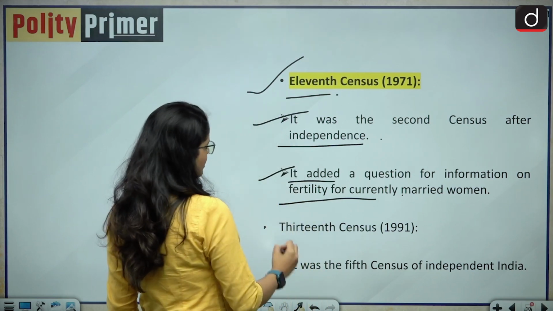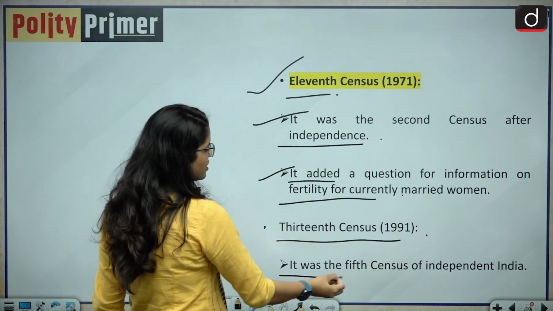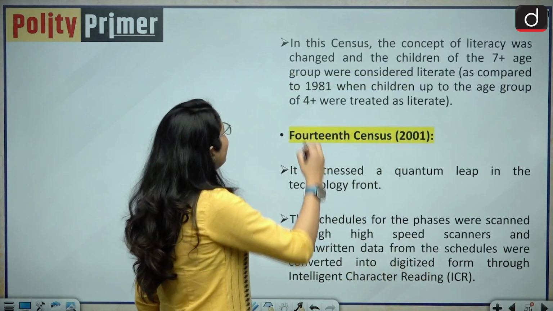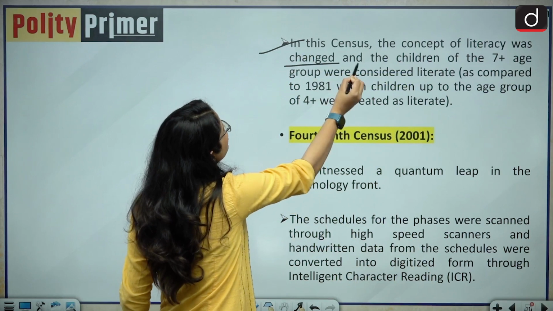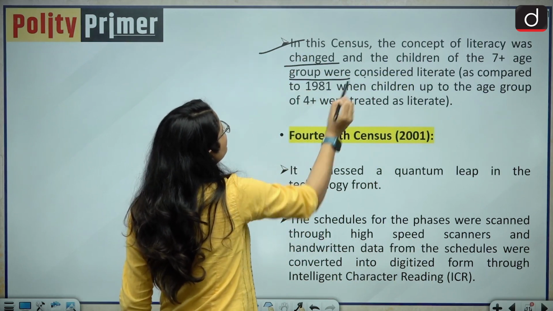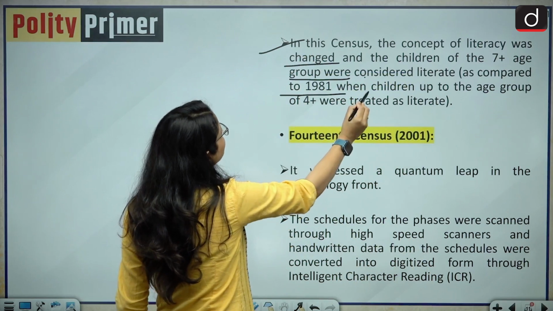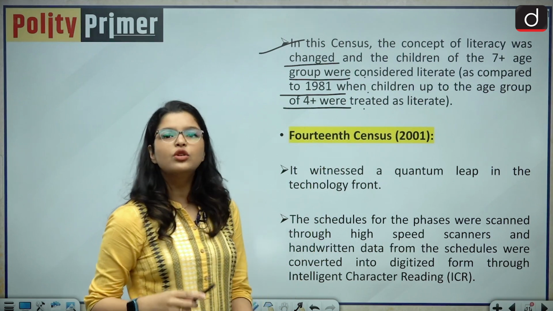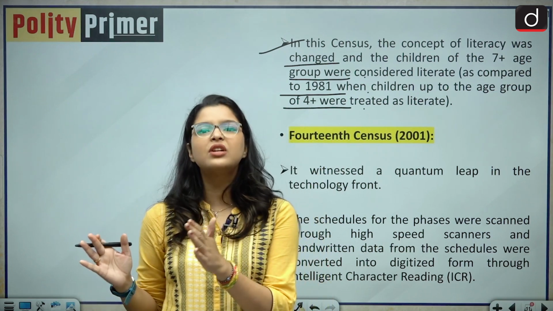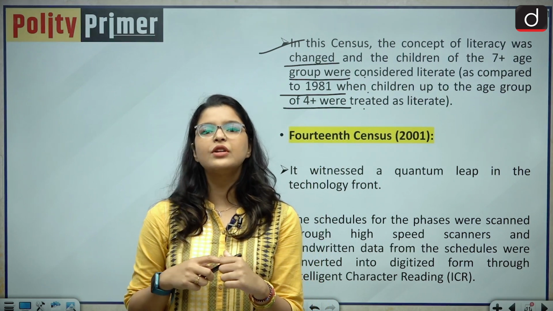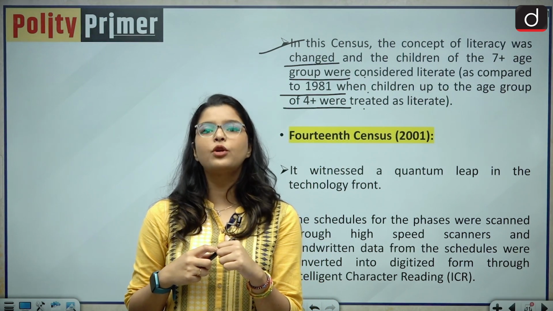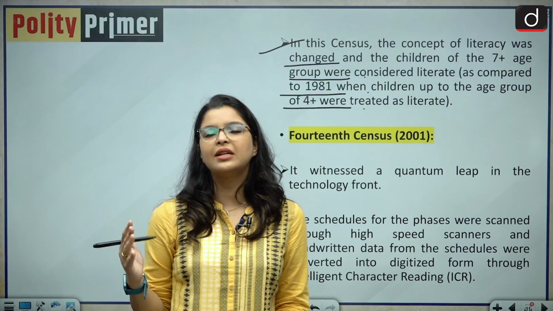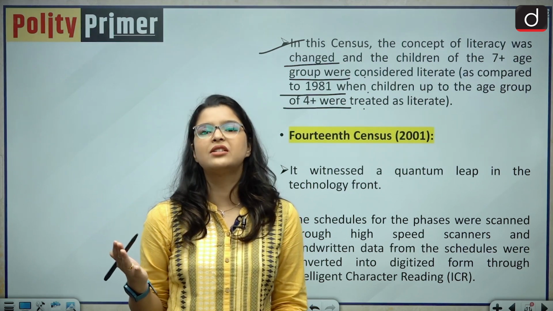Then there was the 13th census of 1991. It was the 5th census of independent India, and in this census the concept of literacy was changed and the children of 7+ age group were considered literate as compared to 1981 when children up to the age of 4+ were treated as literate. So this basically changed the literacy levels in India. Previously we used to take only 4+ years of children as literate. Now this increased to 7+ years of children, and they were also included for counting literacy in India.